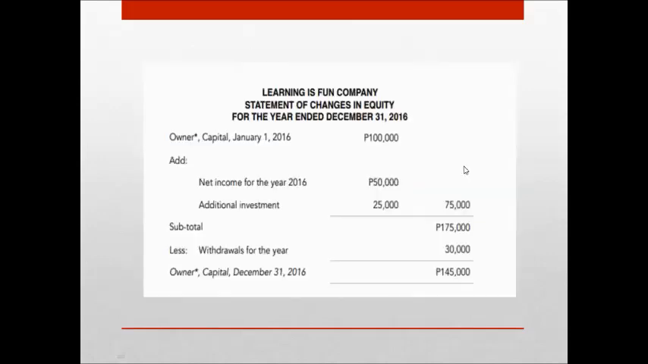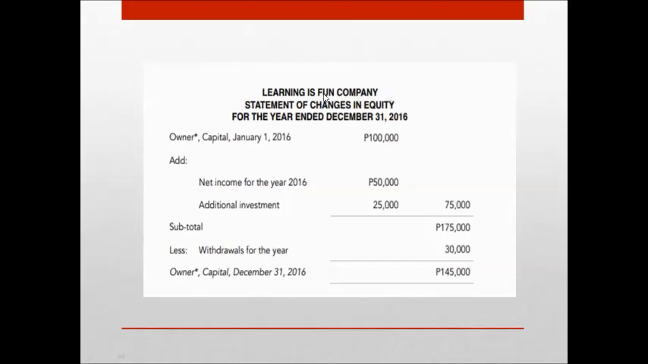Alright, so let's move to, so this is an example of statement of changes in equity. So for all of the statement natin, guys, when we are preparing financial statements, we should always remember the following, like the headers. So of course, it is important na mga statement natin meron silang headers.